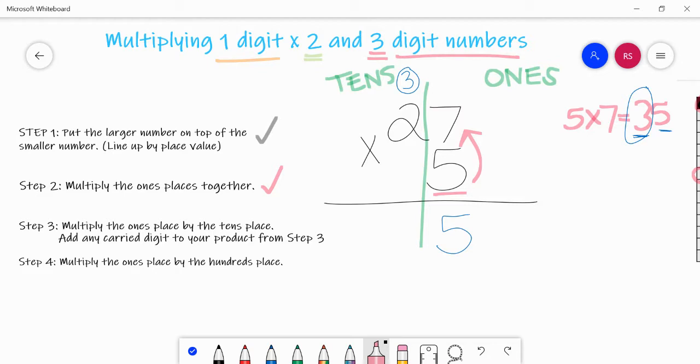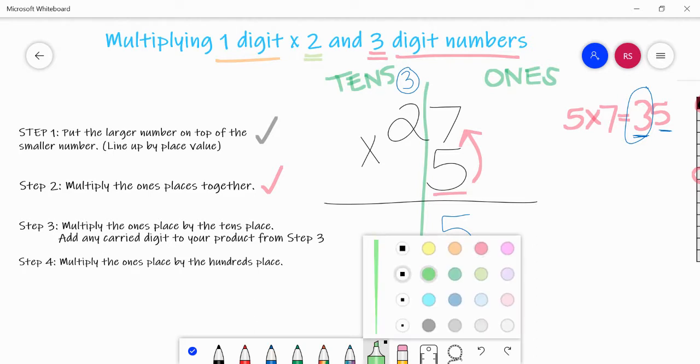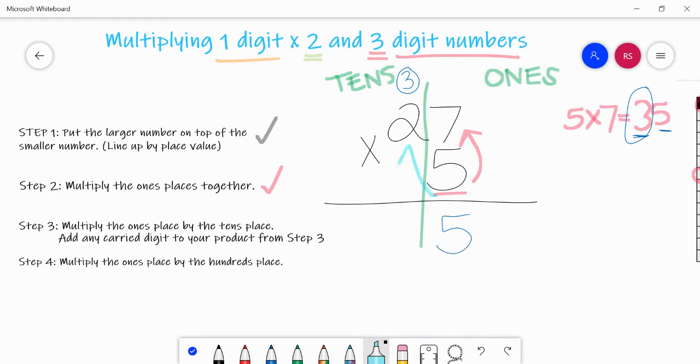Now for step 3, it says multiply the ones place by the tens place. So I'm going to take these 5 ones that I have and I'm going to multiply them by the 2 tens. Again, if you want to draw arrows, if you want to circle the 2 and the 5, however you would like to do this to make it easier and visually pleasing for you is fine. I'm just going to draw arrows because it's a little bit neater. Okay, so I'm going to multiply 5 times 2.